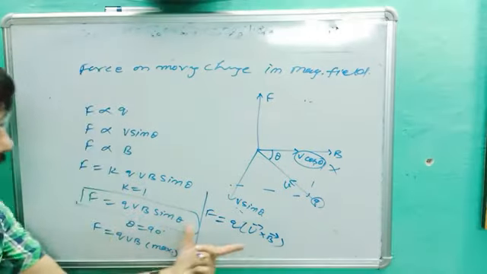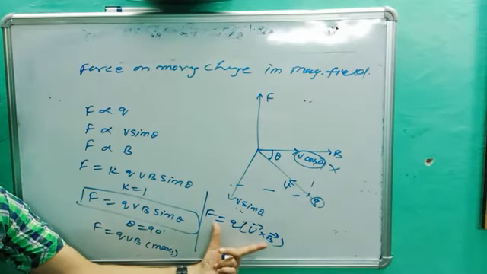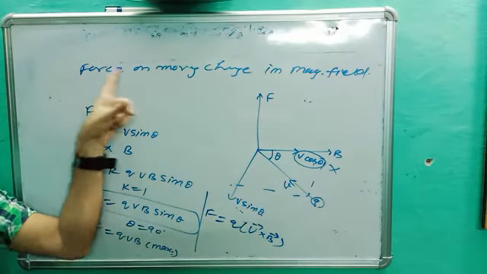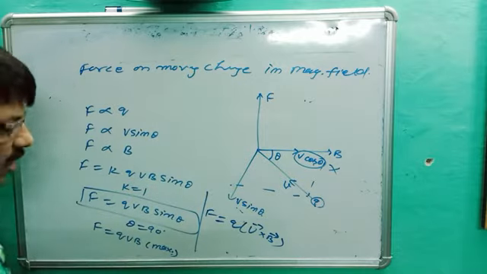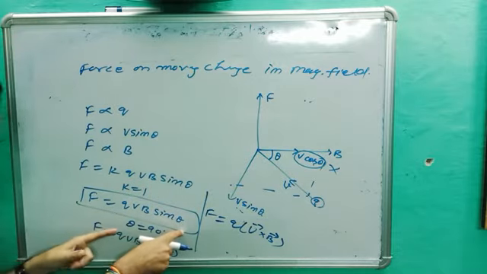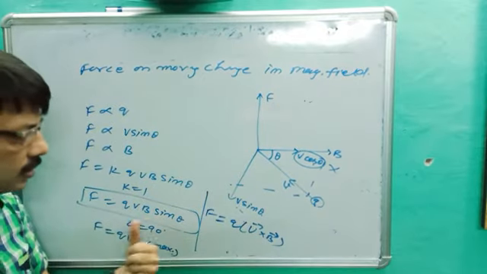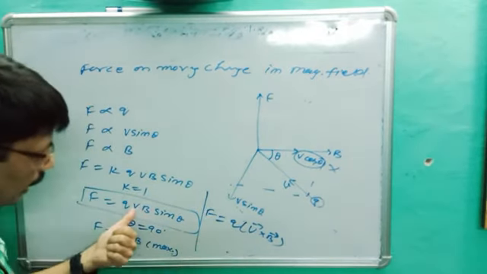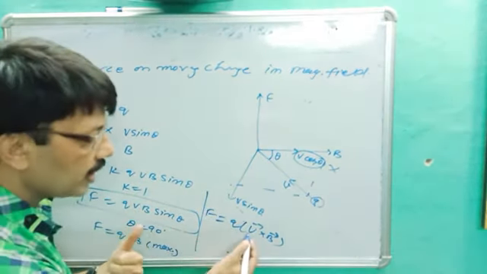Are you getting the point? This is also force, and this is the vector form of force on a moving charged particle in a magnetic field. So you can write F is equal to QVB sin theta if theta is given, or F is equal to Q times V vector cross B vector.